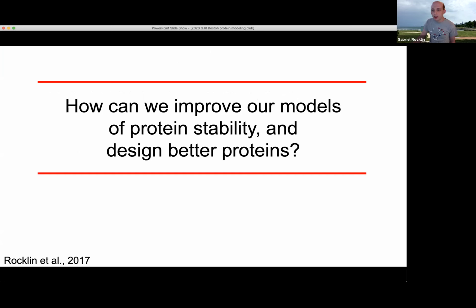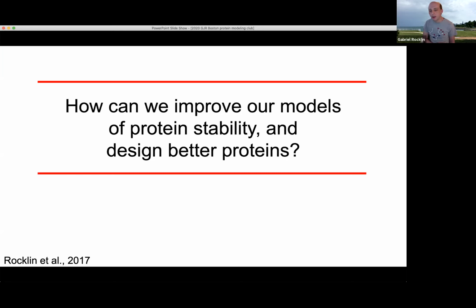Okay, so the question I asked a few years ago was, how can we improve our models of protein stability and design better proteins? And the motivation for this came because a significant fraction of most proteins that we designed when I was a postdoc in the Baker lab just didn't fold. They would be random coil, or they'd be molten globules, or even when things did fold, they frequently didn't function.